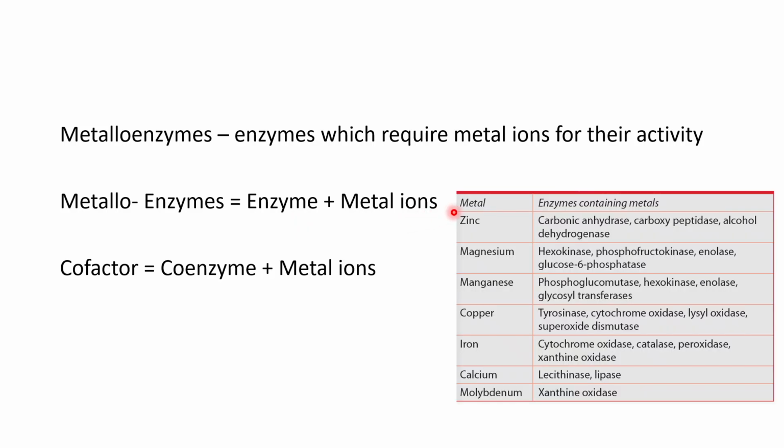Now which metal ions? So these are the common metal ions. Zinc is required by the enzymes carbonic anhydrase and alcohol dehydrogenase for their action. Similarly, magnesium and manganese are required by enzymes involved in carbohydrate metabolism like hexokinase and phosphofructokinase. Okay, and copper is required for the enzymes tyrosinase and cytochrome oxidase. Iron is required for cytochrome oxidase, catalase, peroxidase. Okay, so these are the metals required for functioning of special enzymes. So these are called metalloenzymes.